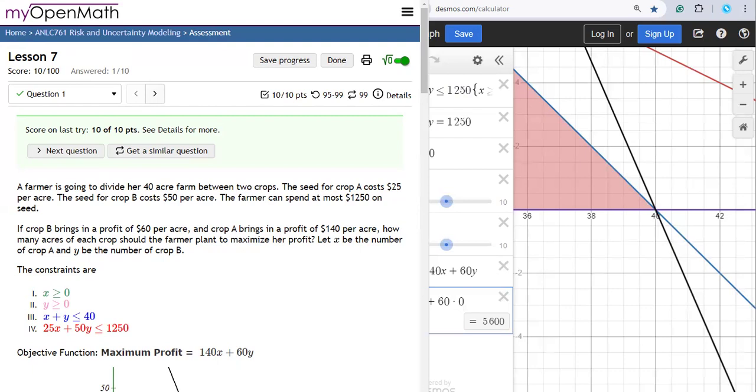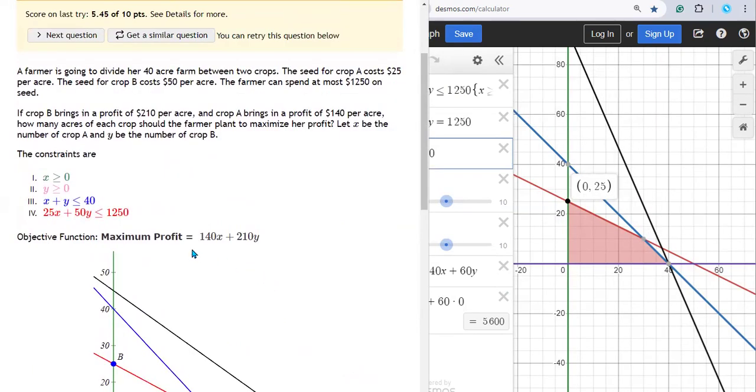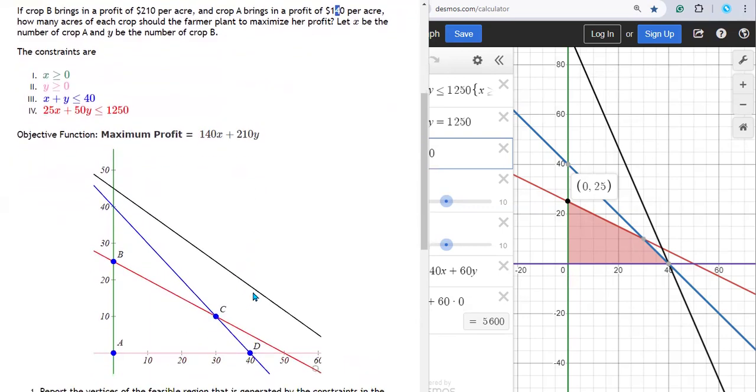I'm going to reset this. Welcome back. Resetting the problem changes the slope of y to 210. Why? Because now crop B brings in a profit of $210 per acre. Crop A brings in a profit of 140. So that changes my profit function, right? And notice where the profit function is.